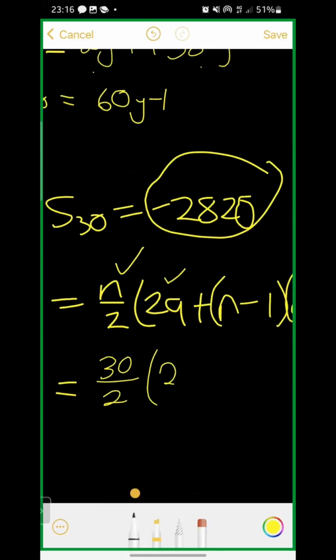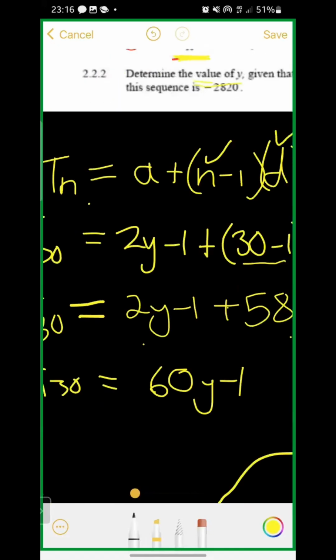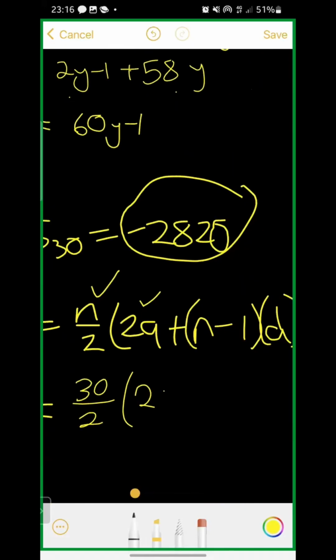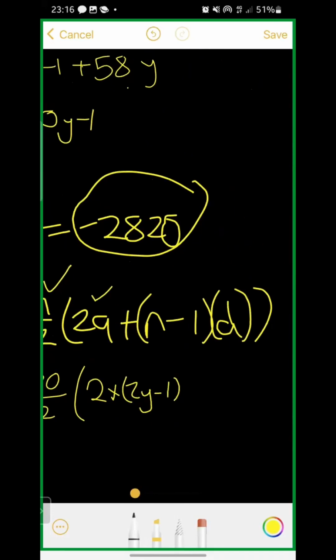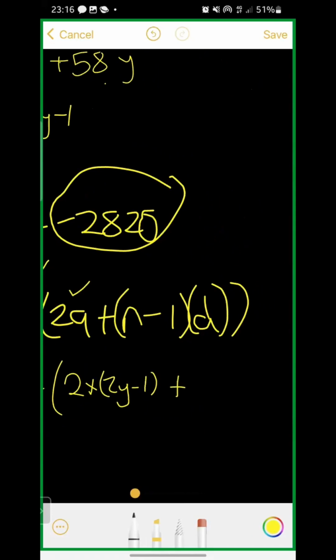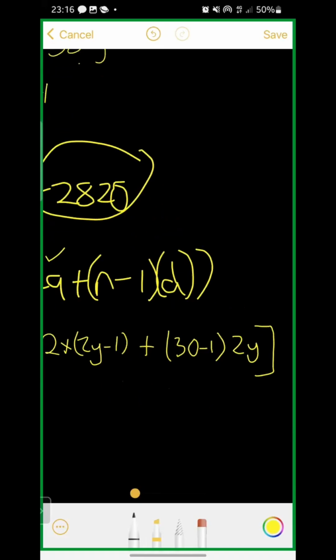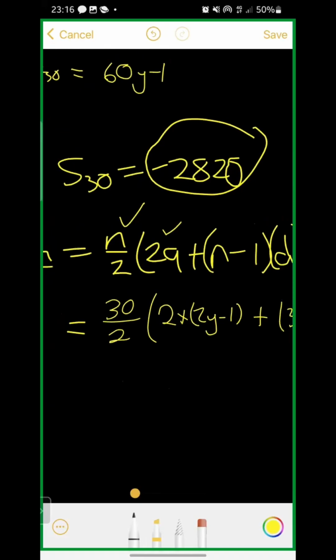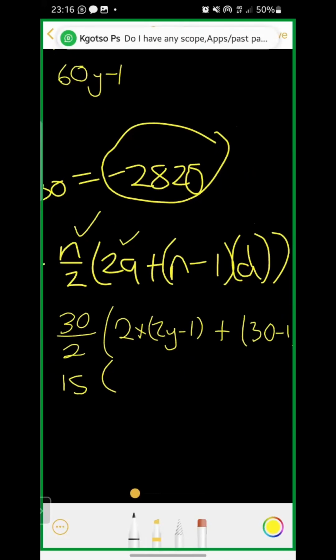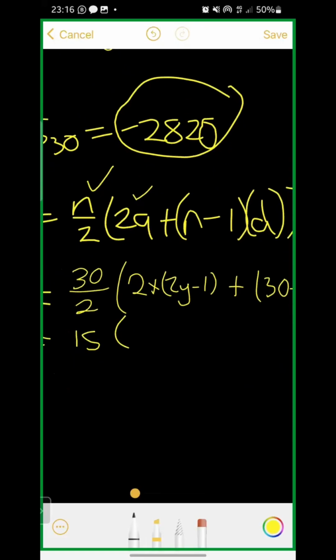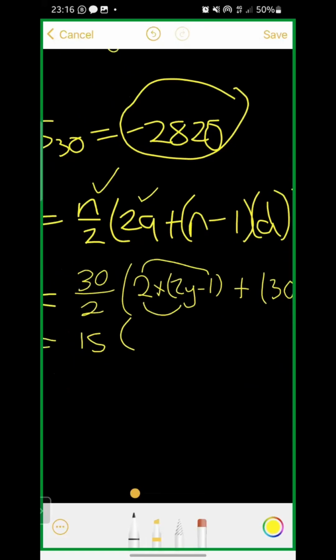Times 2 times our a, remember they've given us 2y minus 1. Just write it like that. And then plus our n, which is 30, minus 1, and then our d, which is 2y. So this is what we have here, and 30 over 2 is 15. Let's simplify that.